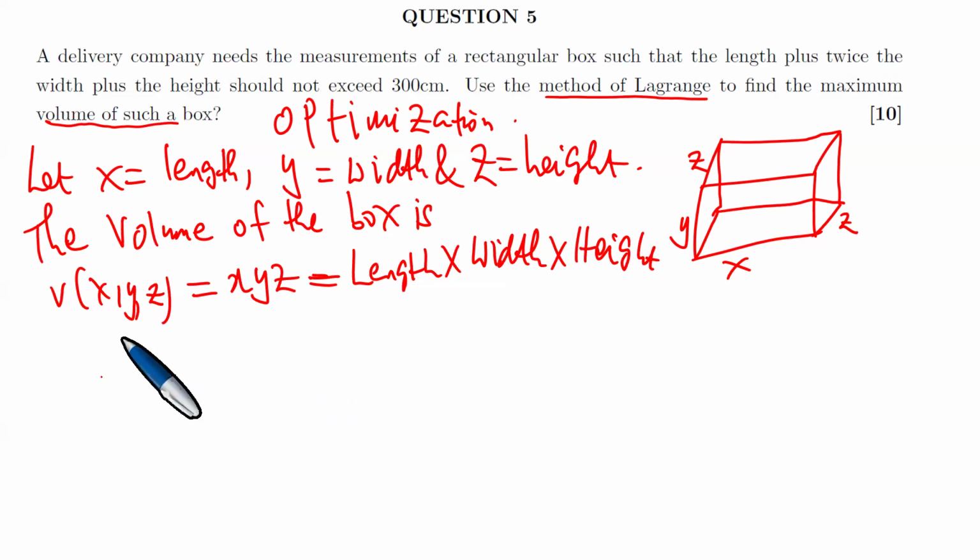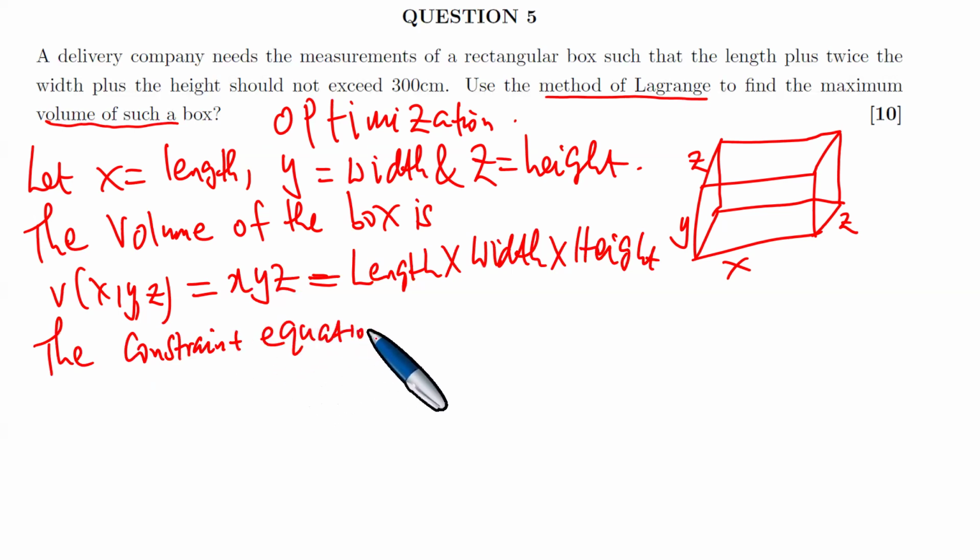Now there's something called the constraint equation. So we always seek to cover the constraint, and that's what the examiner is saying here. They're saying a delivery company needs the measurements of a rectangular box such that the length plus twice the width. So this is what is giving the constraint.